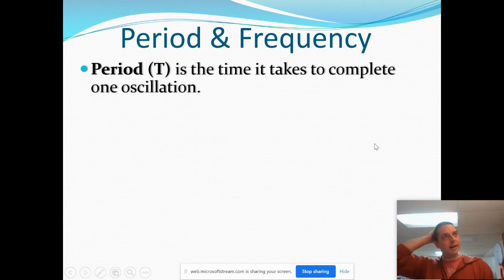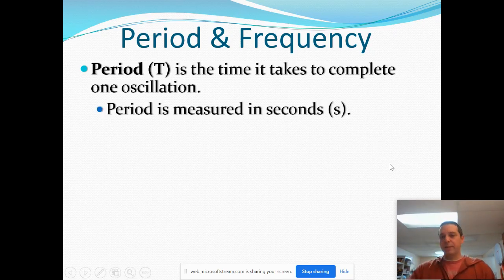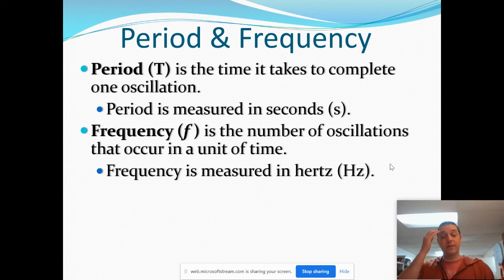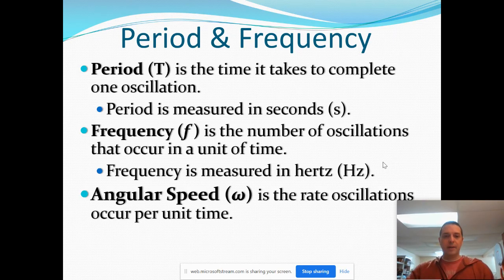When we talk about oscillations, there's a couple of terms we have to be very keen about. The first one is period. Period is the time it takes to complete one oscillation. We measure period in seconds. Another one is frequency. Frequency and period are inverses of each other, so they're another way to look at really the same information. Frequency is defined as the number of oscillations that occur in a unit of time, and frequency is measured in hertz. And then a third one, which is somewhat familiar, is angular speed.